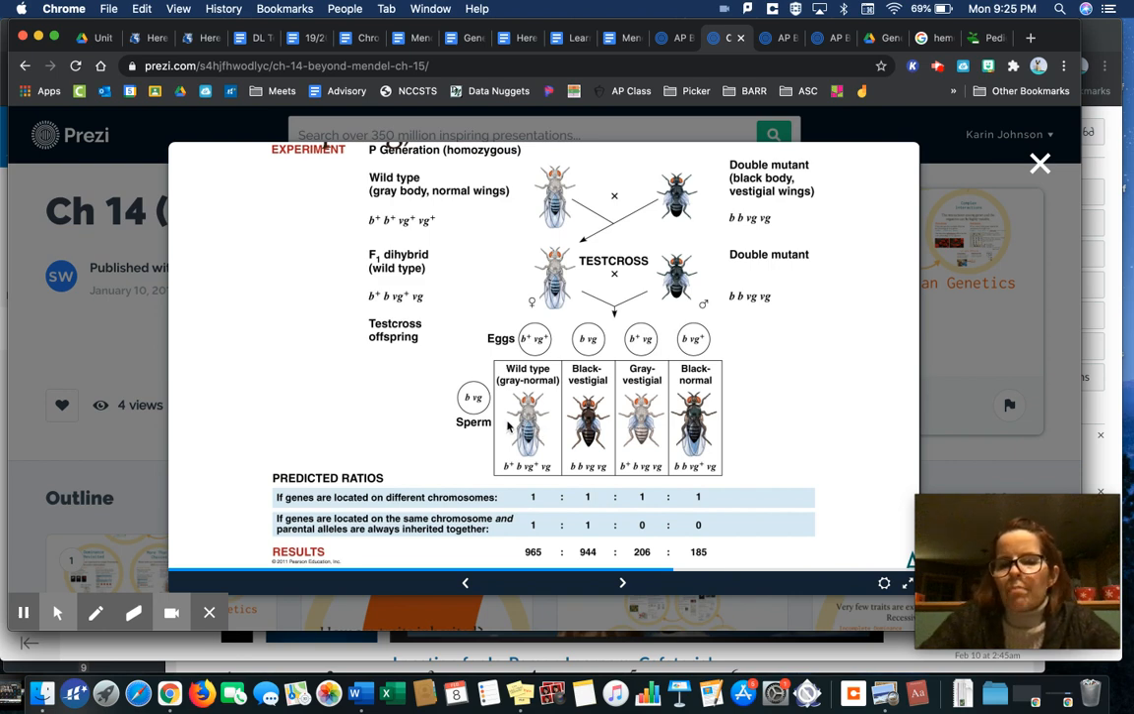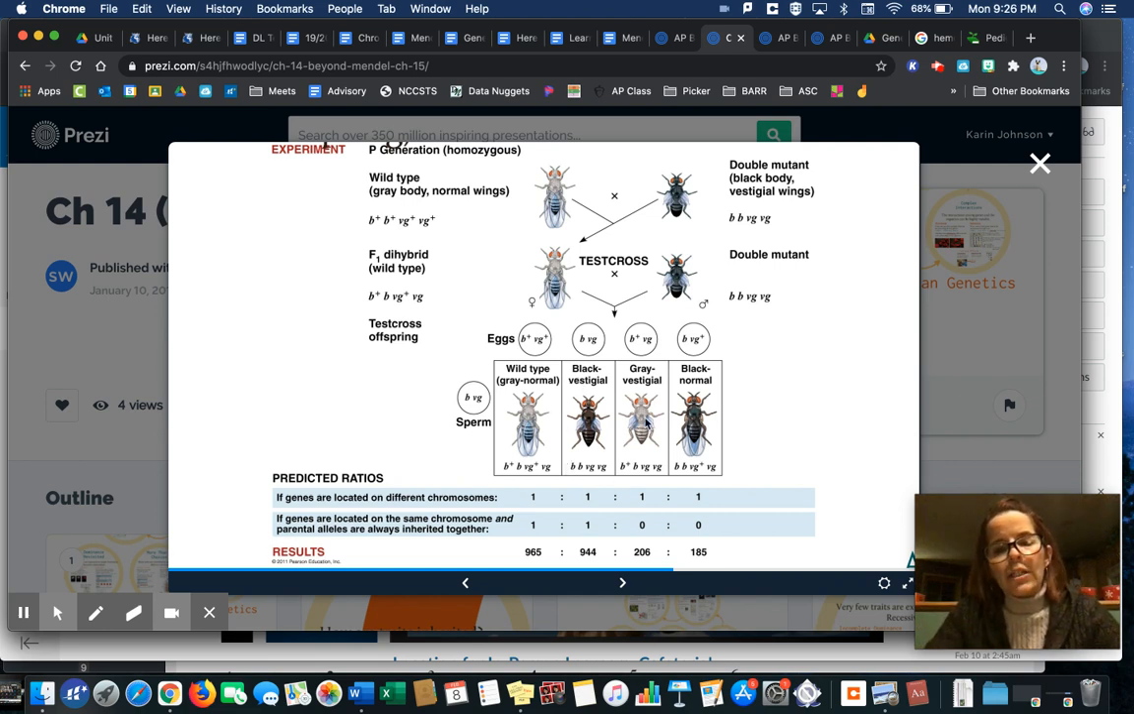So if the genes are unlinked, if they're located on different chromosomes, then they should show a 1-to-1-to-1-to-1 ratio. What are we talking about? We're saying that the ratio of the parents would be equivalent to the ratio of ones that are crosses of the parents. So notice that this parent is gray body and normal wings. So here are offspring that are gray body with normal wings. Then the other parent is black body with vestigial wings, little wings. Here's offspring that look just like that parent.